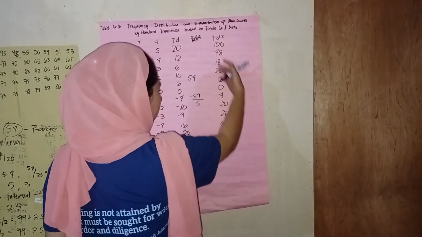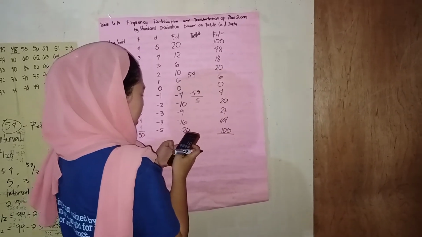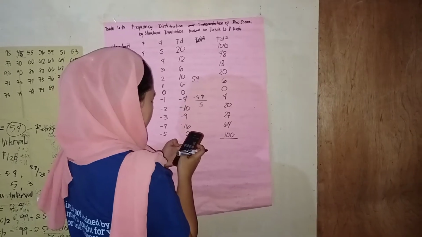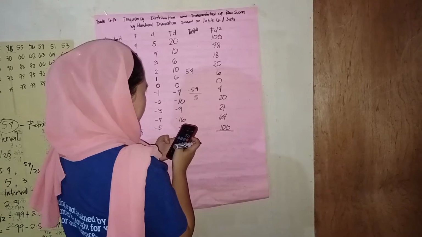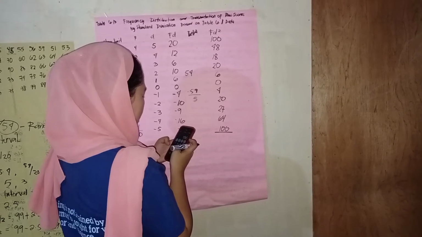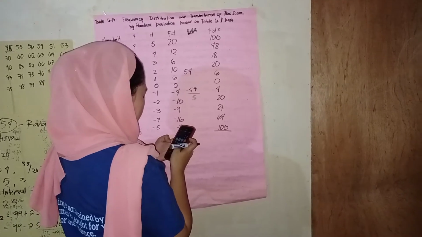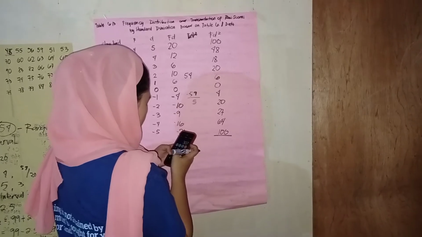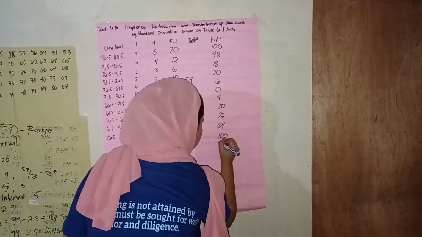So, we need to total this: 100 plus 48 plus 18 plus 20 plus 6 plus 0 plus 4 plus 20 plus 27 plus 64 plus 100 equals 407.